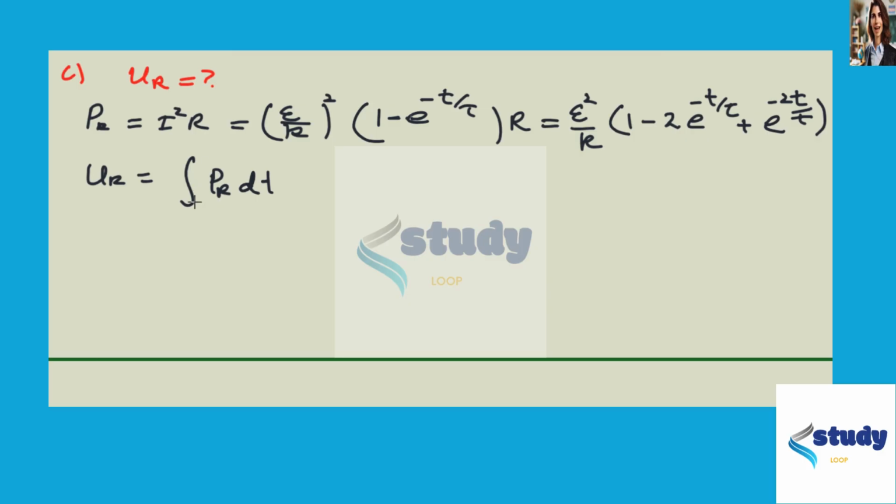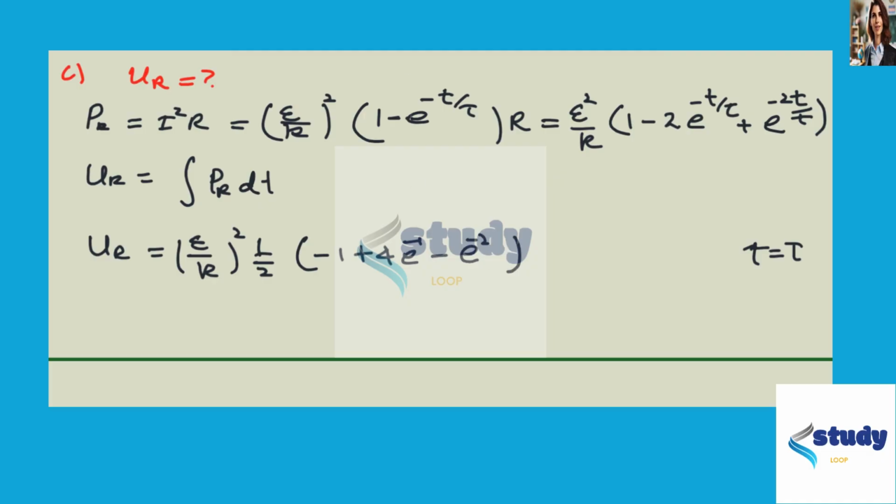Now by inserting the value of PR into this integration, and then after solving this integration at t equal to tau, we can write the result for UR as UR is equal to E divided by R whole square. Here we have L divided by 2, and here we can write minus 1 plus 4 e raised to power minus 1 and minus e raised to power minus 2.